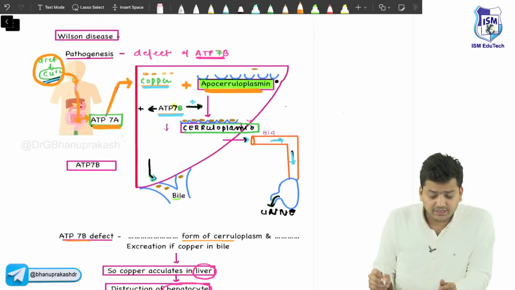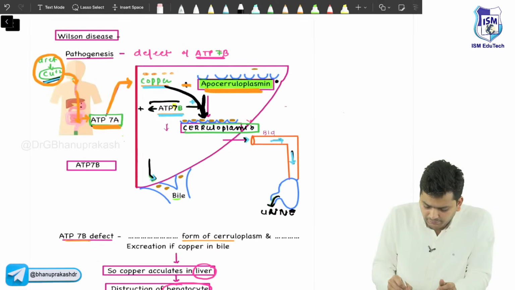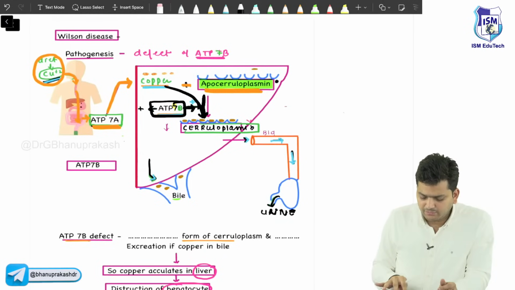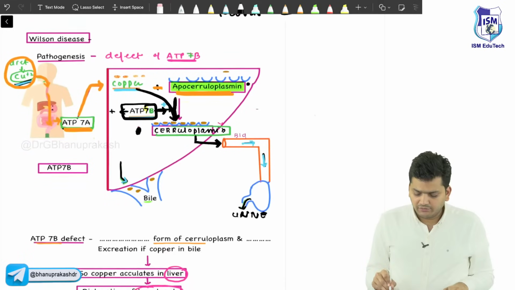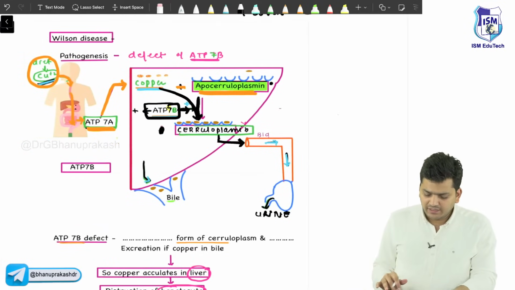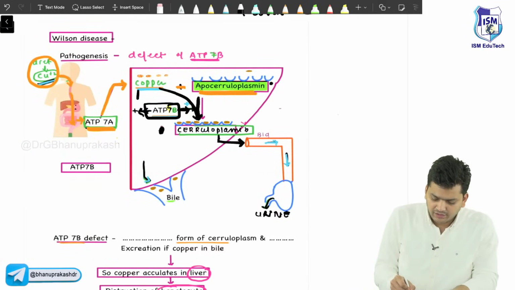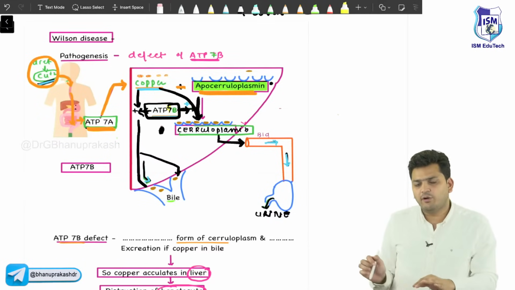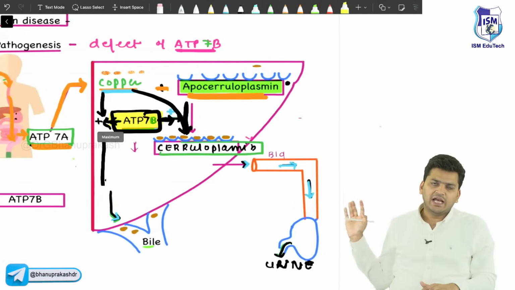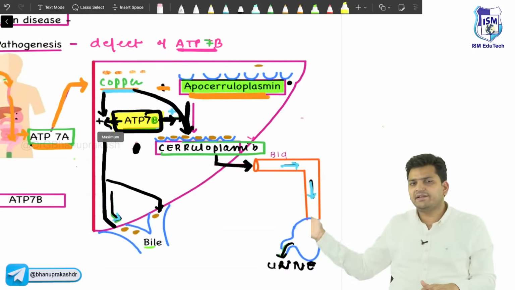This copper is going to unite with a protein which is already there in the liver called apoceruloplasmin. The clubbing of the copper and the apoceruloplasmin occurs with the help of the molecule ATP7B. So ATP7B is helping the copper to club with the apoceruloplasmin, and the molecule they are going to make is ceruloplasmin. This ceruloplasmin will go out from the liver. At the same time, this ATP7B is also allowing the copper to exit from the liver via the bile. So the function of ATP7B is very simple: it wants the copper to go out from the body, either in the form of ceruloplasmin or directly in the bile.